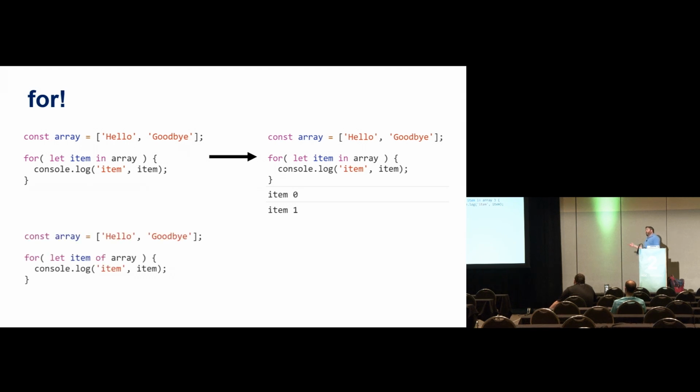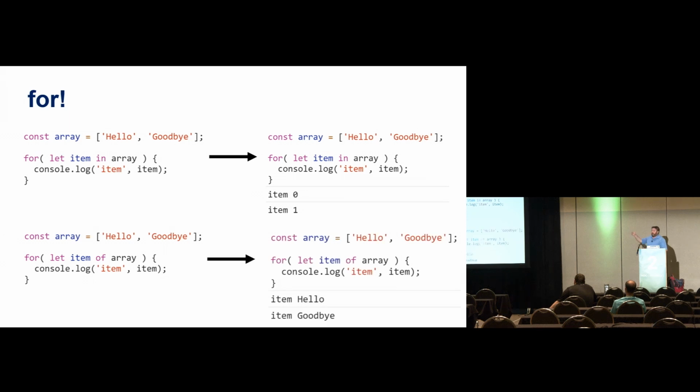Thankfully, the for of loop works the way I would expect it to. So when I say for let item of array, I get hello and goodbye as I would have expected. Personally, I would consider setting up a TS-lint or something, because it's very seldom that you're going to actually want to use the for in loop unless you're writing a framework. Typically, when you want to iterate over an array-like object, you're going to want to use the for of.